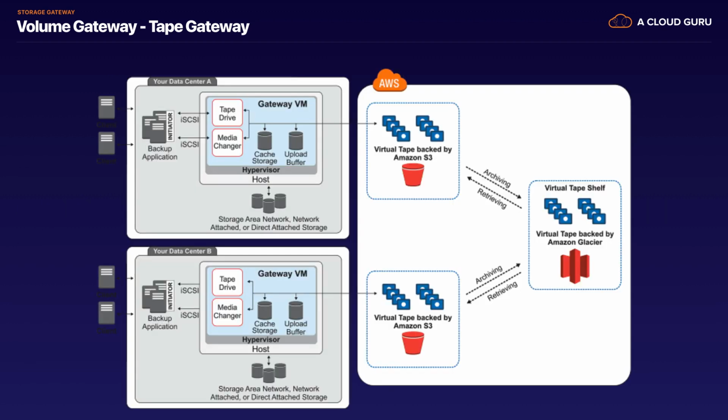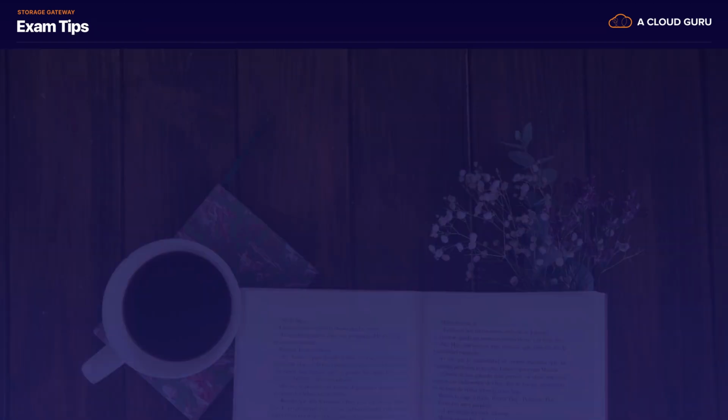And this is what it looks like. Over here, we've got Data Center A, Data Center B. We've got our tape drives. This is running as a gateway virtual machine, so this is our storage gateway. And essentially, it's just replicating our virtual tapes to S3. And of course, you can then archive them off to Glacier as well to keep your costs low.